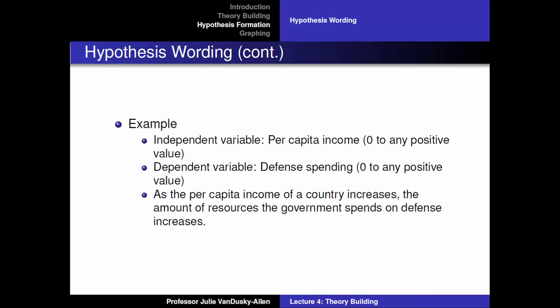Note that this hypothesis identifies how variations in the independent variable, per capita income increases, lead to variations in the dependent variable, defense spending increases.